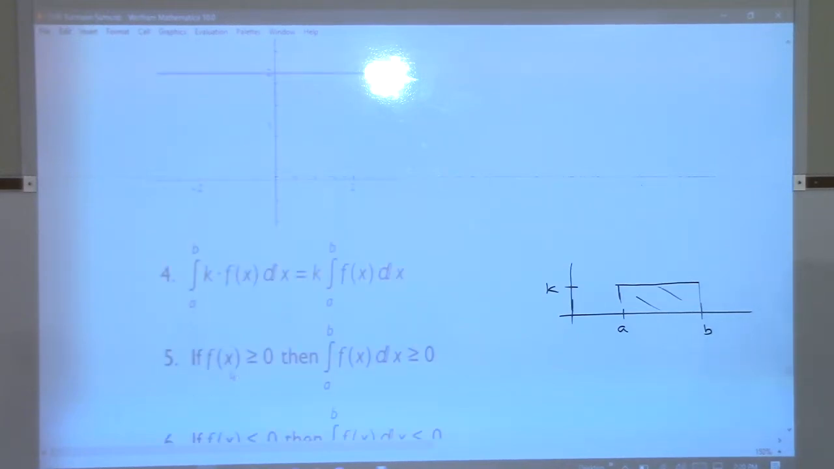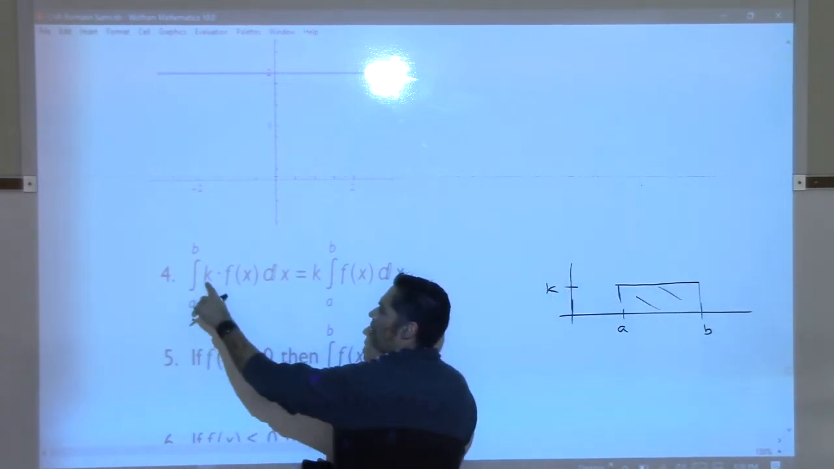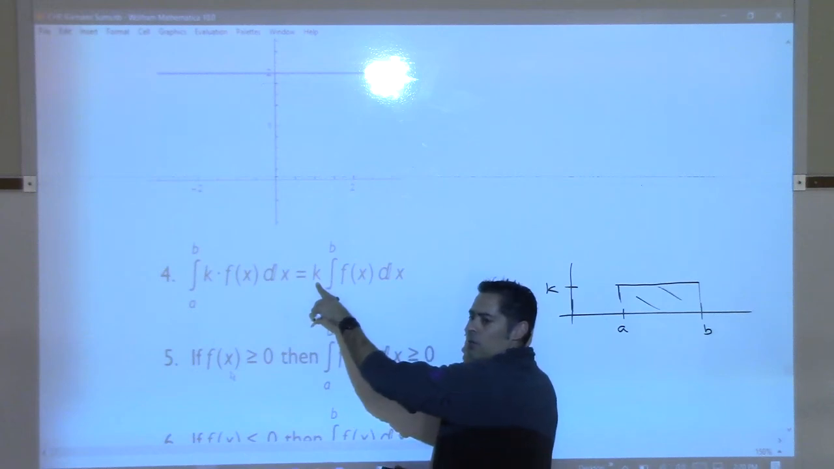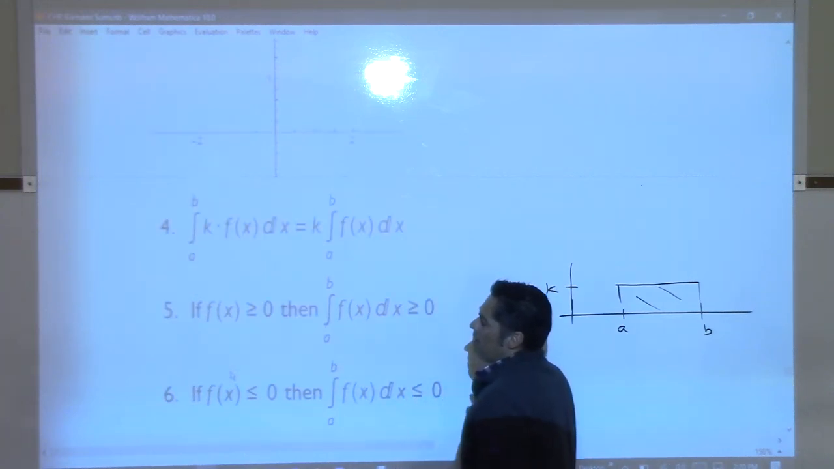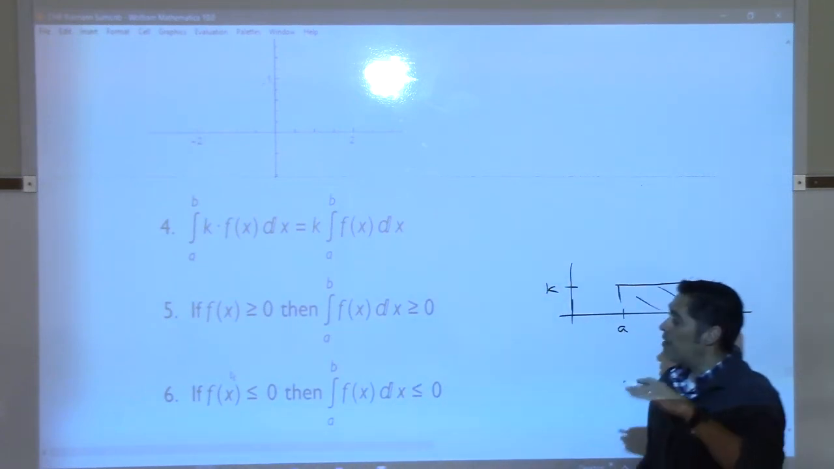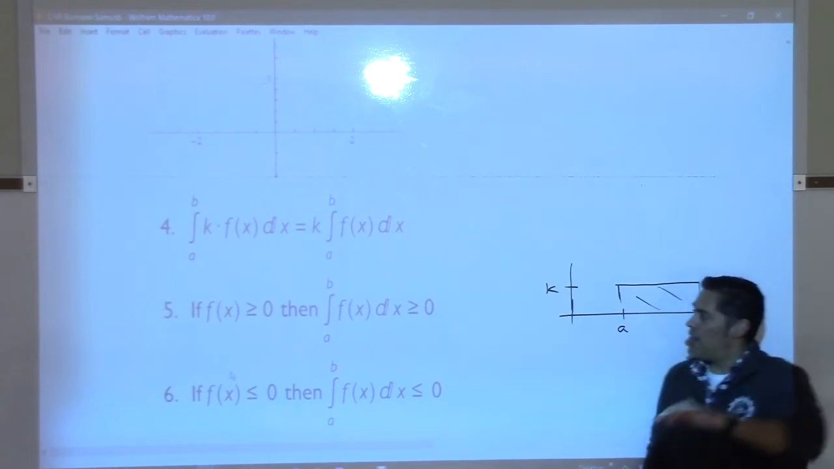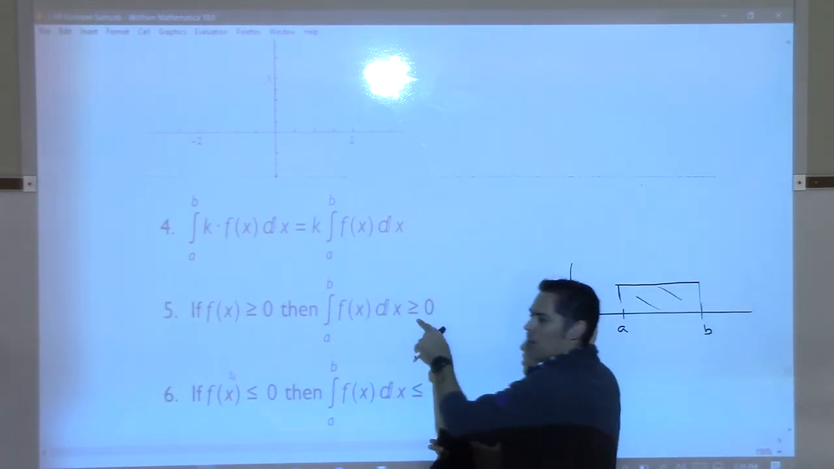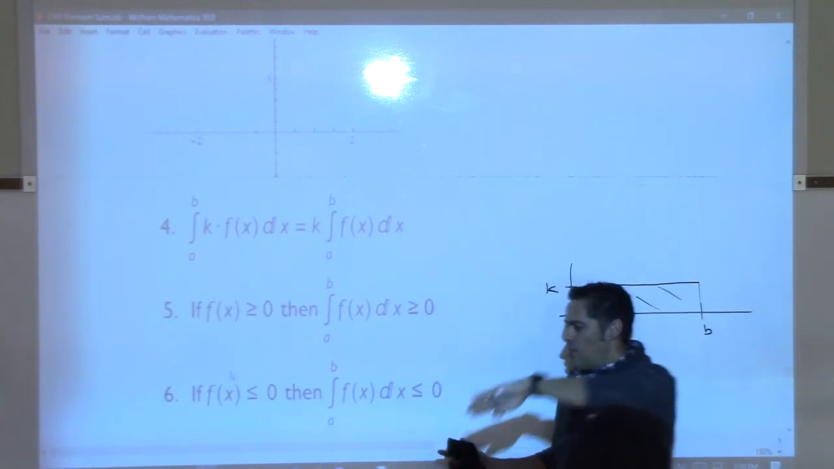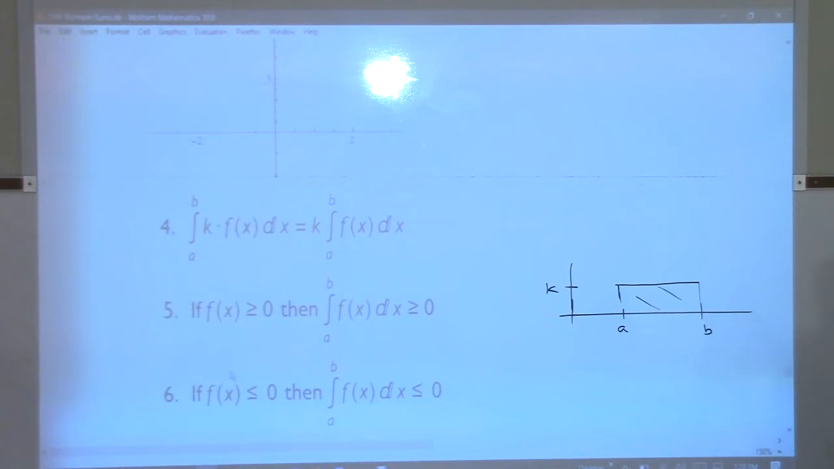All right, here's some other properties, and we kind of already know about these properties. If you have a constant in front of a function, the constant can come out of the integral. If our function is greater than or equal to 0, that means it's above the x-axis, doesn't it? Then our area should also be positive, or at worst 0. That's just saying as long as your function's above the x-axis, expect to have a positive answer for area.